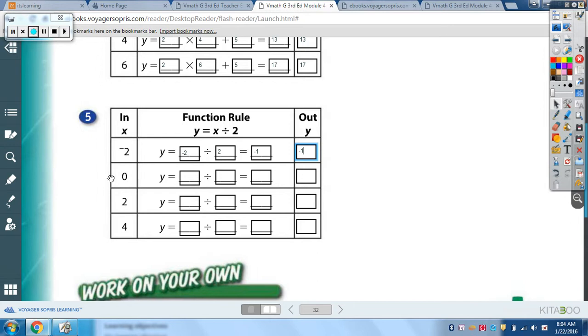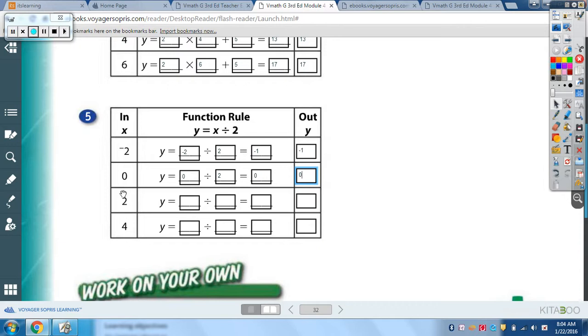We're going to input 0 for our x value. So our new function rule, our expression, will be 0, because we substituted 0 for our x, divided by 2. 0 divided by anything is always 0. So our output value will be 0.